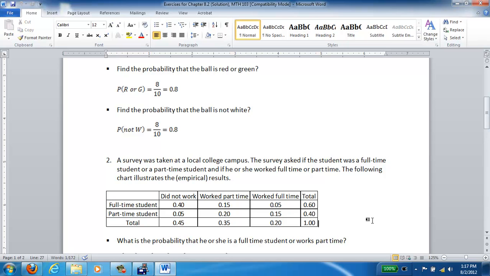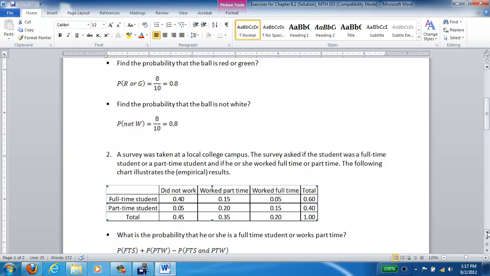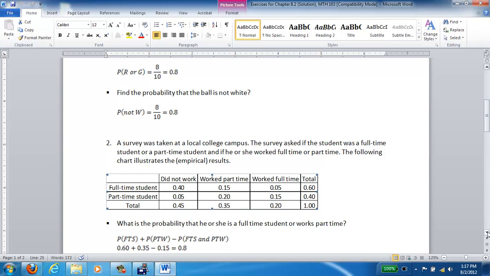For this problem, as you can see, we have the full-time student, which is the first row, and work part-time, second column. So we have a point of intersection, which is actually 0.15. So we have to use the addition law for not mutually exclusive events. So we have to use the formula probability A plus probability B minus the intersection of A and B. So this is going to be the union, probability A union B, or probability at least A or B.